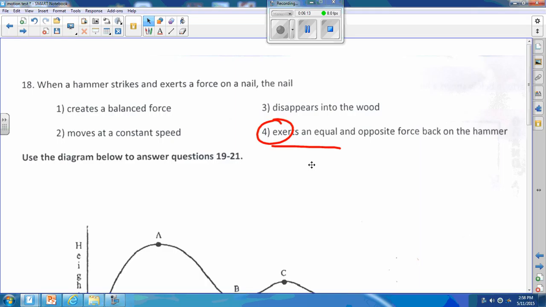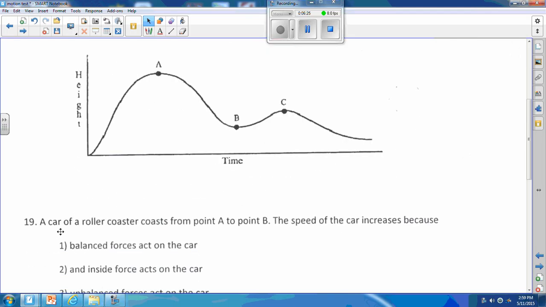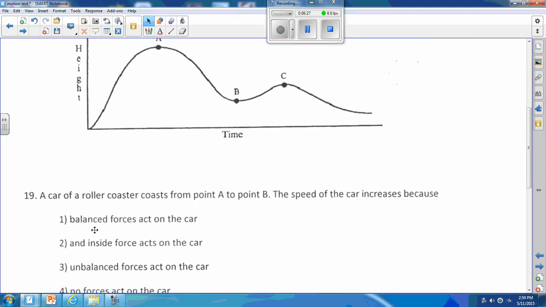Looking at the next question. It's a roller coaster question. Questions 19 through 21. A, B, and C. A has the most potential energy. B has the most kinetic. C has some potential, but not as much as A. So a car on this roller coaster coasts from point A to point B. It's going down. The speed of the car increases because what happens?